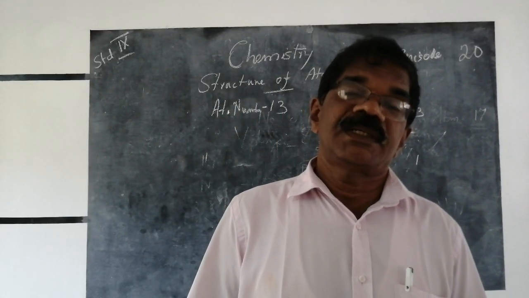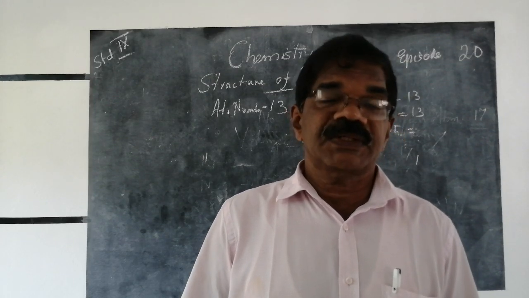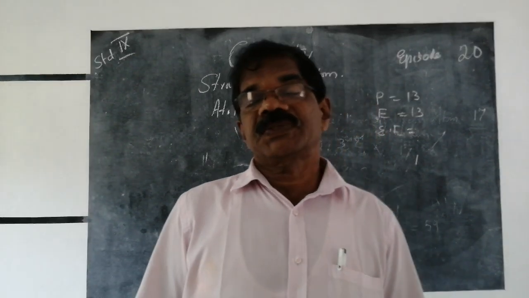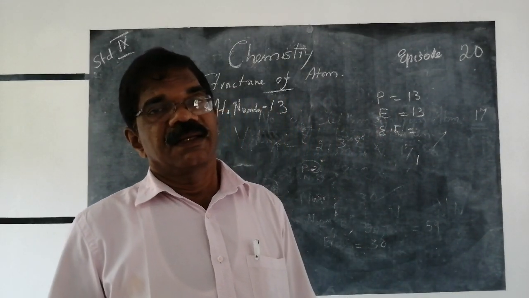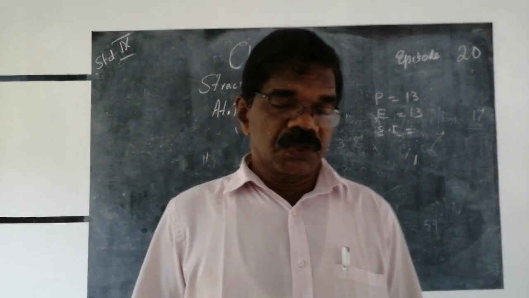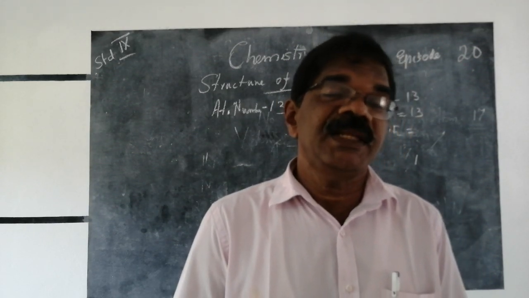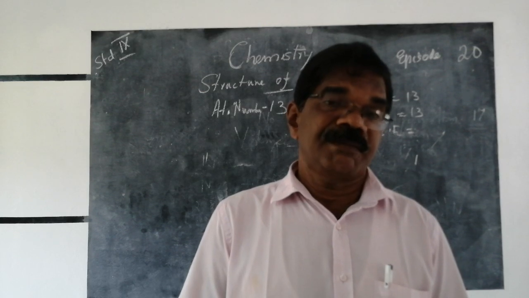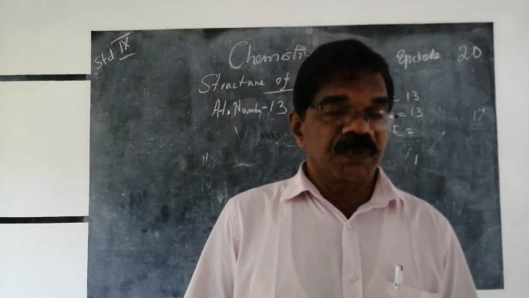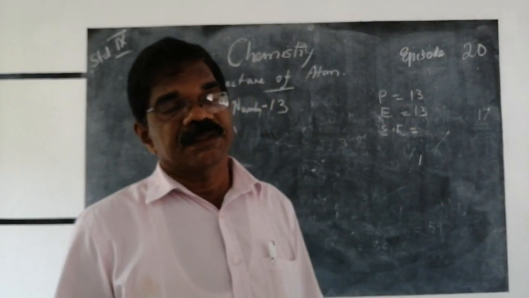Then the last point, valence electrons and valency. Valence electrons means the number of electrons in the outermost shell. Valency means the number of electrons gained or lost to attain stability. That is also known as the combining capacity of the element. If the valency is 1, the combining capacity is 1. If the valency is 2, its combining capacity is 2.